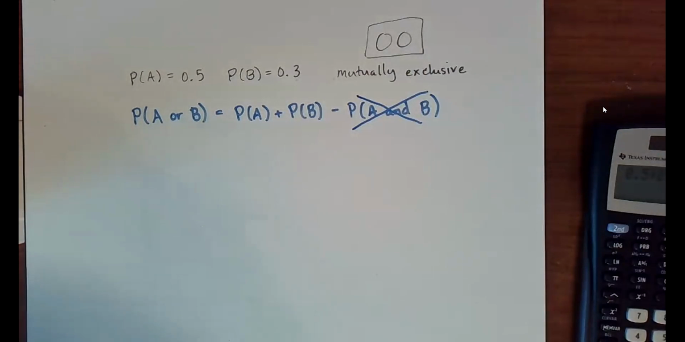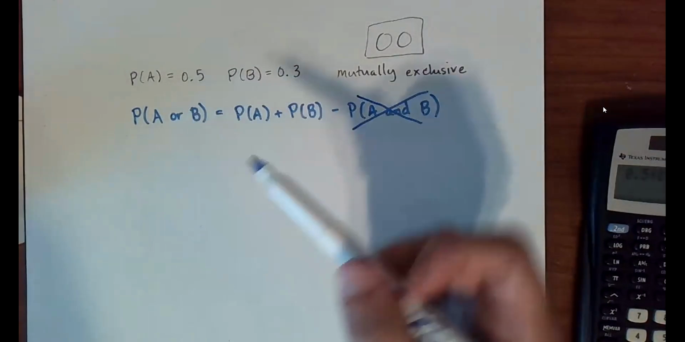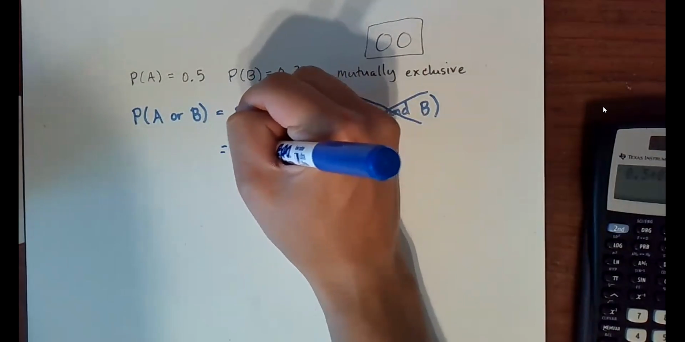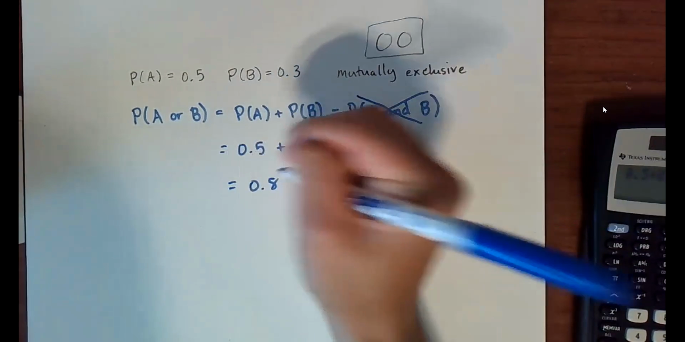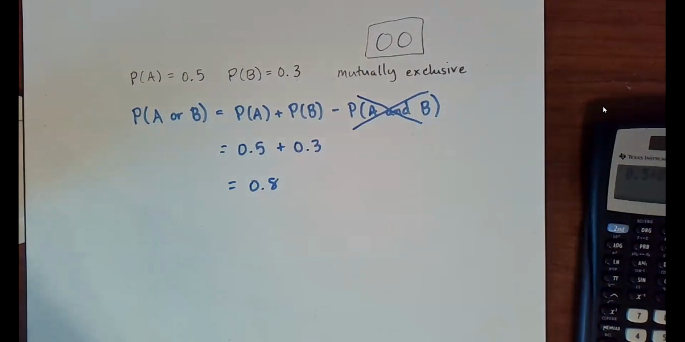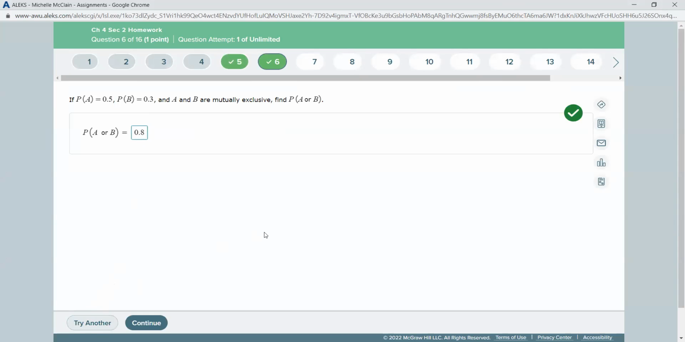So for this particular problem, all we have to do is add up the probability of A and the probability of B. So let's go ahead and do that. So I'm going to plug in my values, 0.5 and 0.3. And of course, when we add these two up, we get 0.8. Let's go ahead and plug in our solution into our problem. Right, so here's our two examples of finding probabilities of A or B.